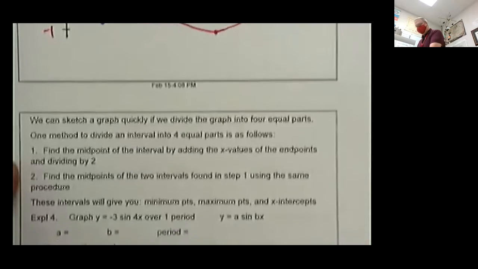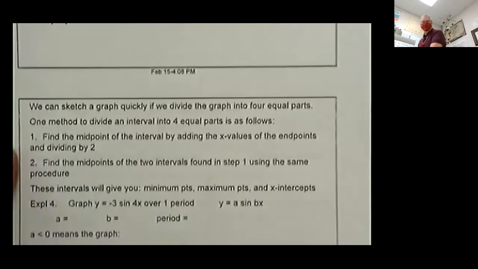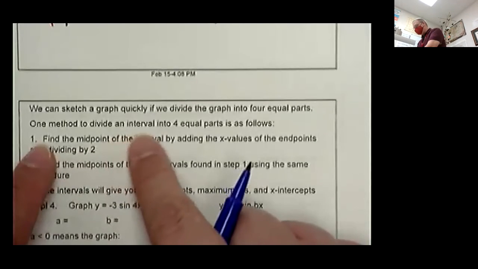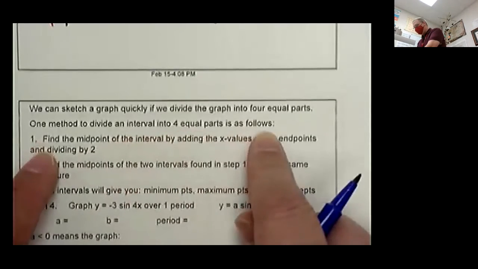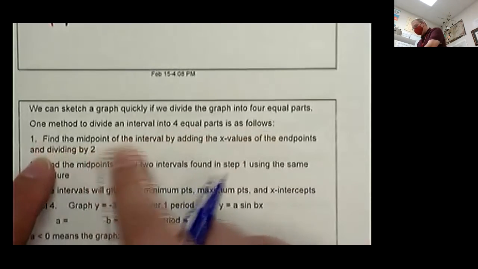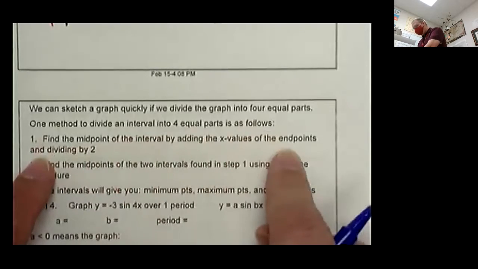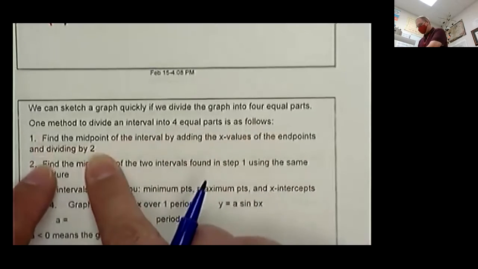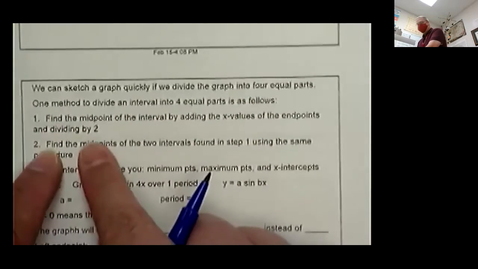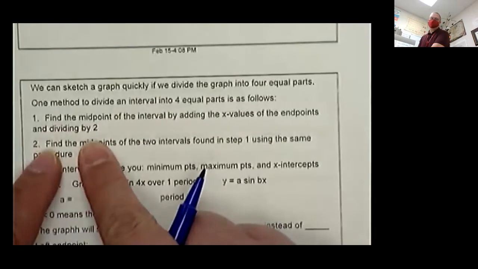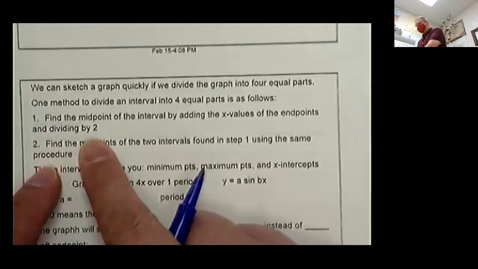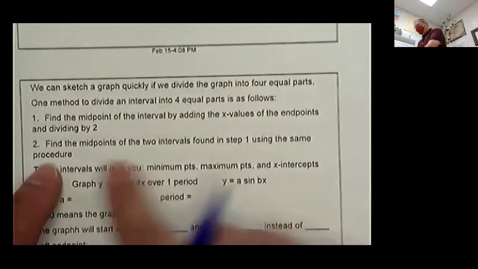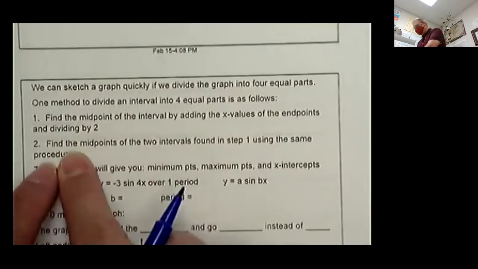instead of finding the modified angles. So here are the steps we're going to use when we sketch a graph. We can sketch a graph quickly if we divide the graph into 4 equal parts. One method is to divide an interval into 4 equal parts as follows. We want to find the midpoint of the interval by adding the x values of the endpoints and dividing by 2. As we start here, most of the time it's going to be easy numbers. Later on, when we get to phase shifts, it's going to be a little bit different. But for now, it should be pretty easy numbers.